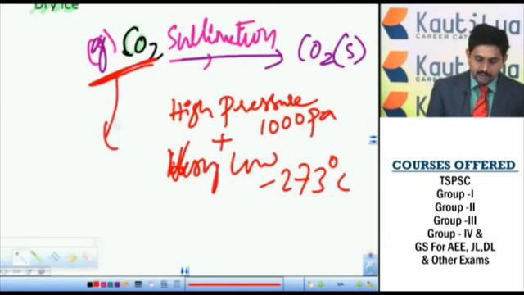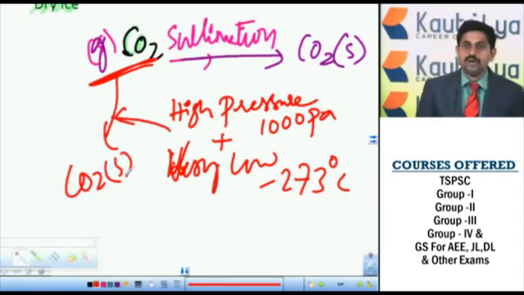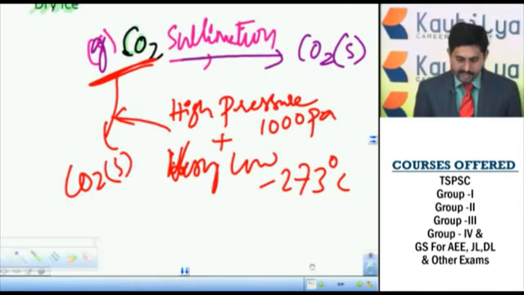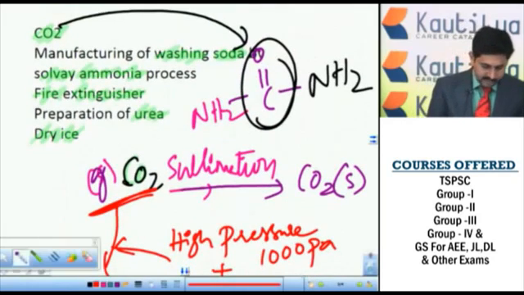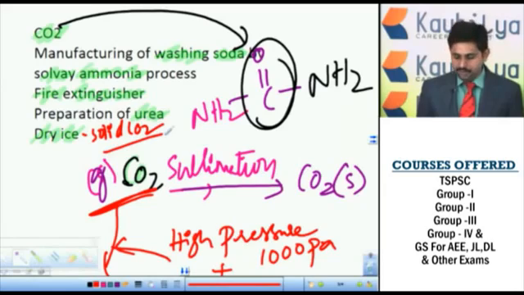If you provide this condition to carbon dioxide, what will happen? This carbon dioxide will be converted into solid. That solid carbon dioxide is called dry ice. Solid dry gas is nothing but solid carbon dioxide. How are you preparing it? By the process called sublimation. Solid carbon dioxide will not convert into liquid; instead it will directly convert into vapors.